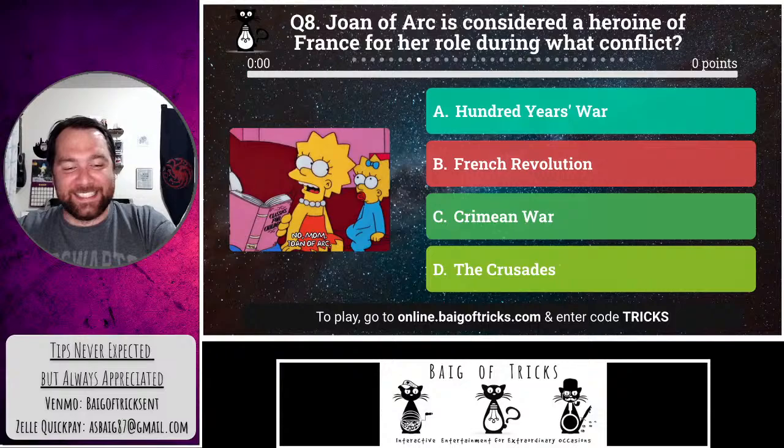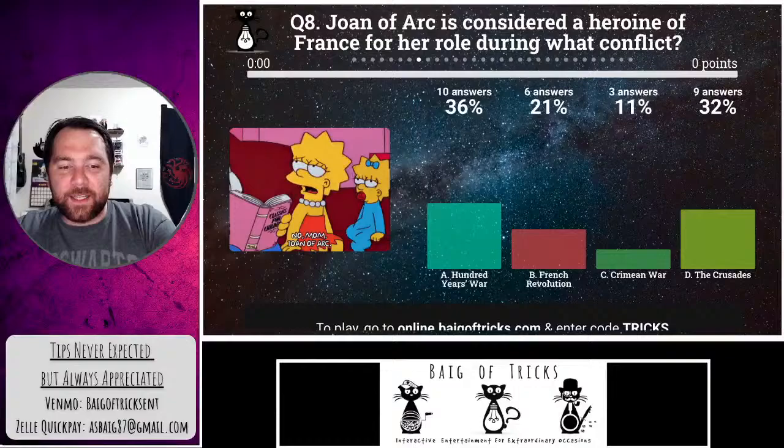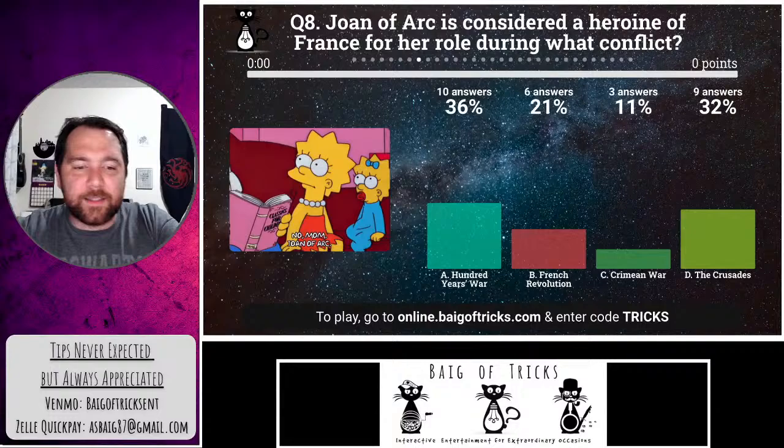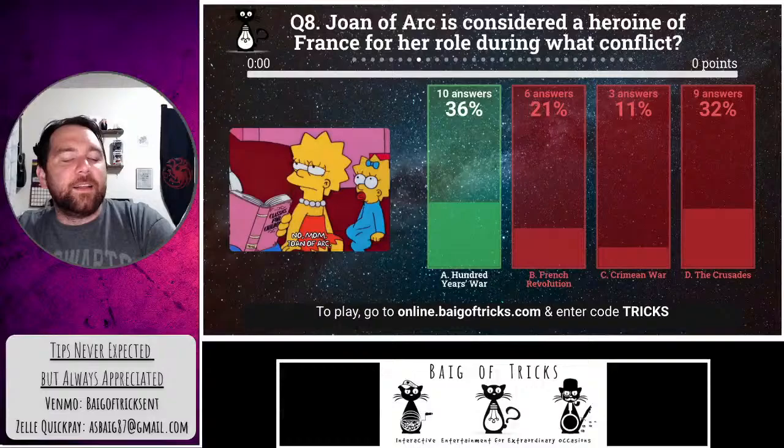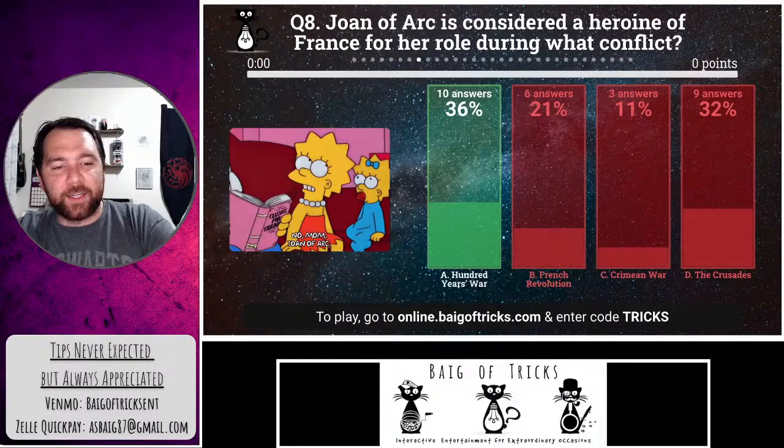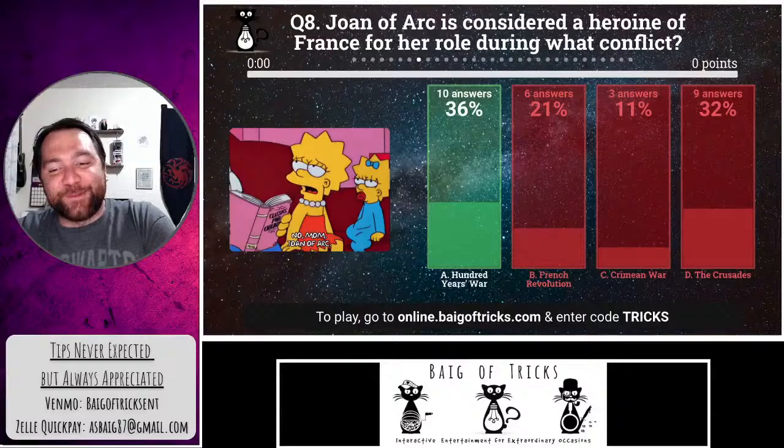Everybody's in. Ooh, we are not sure about this one. 3 people said the Crimean War. 6 people said the French Revolution. 9 people said the Crusades. 10 people said the Hundred Years' War. The correct answer, Saint Joan of Arc. The Hundred Years' War, which was not 100 years. What are we going to name this war? Let's call it about 100 years' War. Sure. Great job. 10 people got it right. Hang in there, Joan.